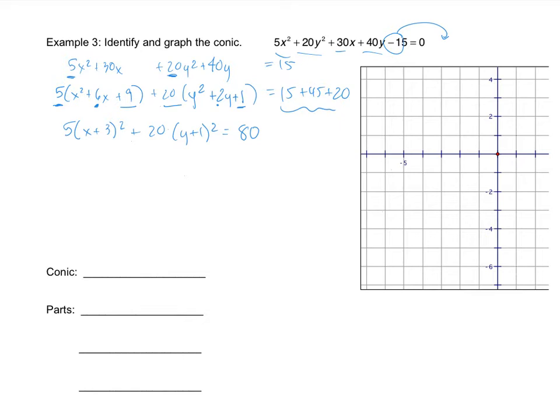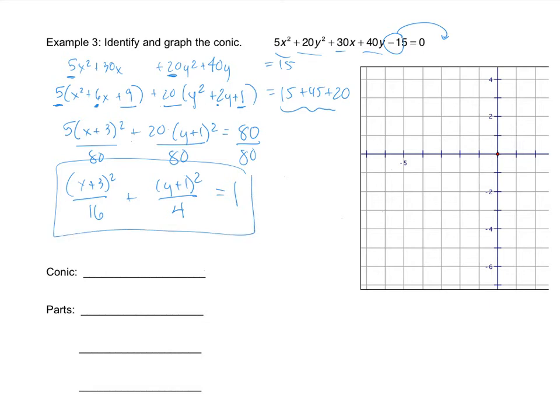Now, we want the right-hand side to equal 1. So we're going to divide every term by 80, and that is going to give us (x plus 3) squared over 16 plus (y plus 1) squared over 4, and the right-hand side is 1. Now we have our equation in standard form. We are summing two squared terms. The denominators are different, and it's equal to 1. So hopefully you recognize that this is an ellipse.